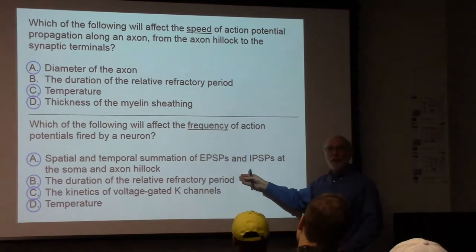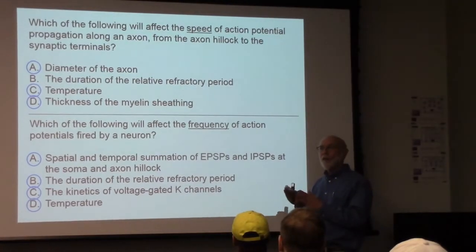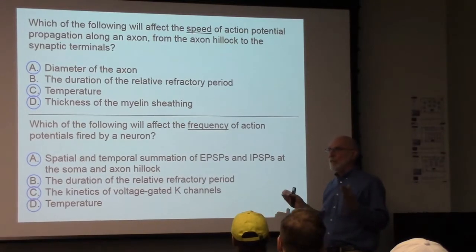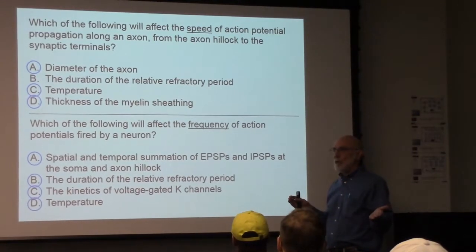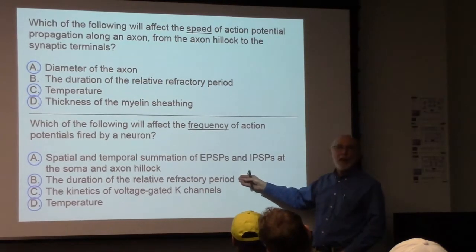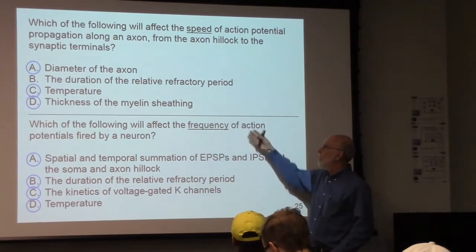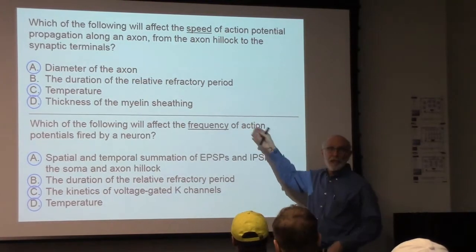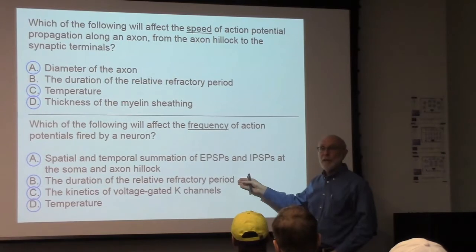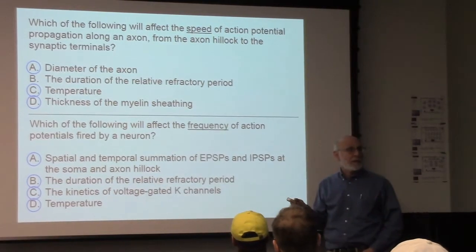The longer the relative refractory period, the longer the time must be before the next action potential can come. So that would be a lower frequency. A longer relative refractory period is associated with a lower frequency of action potentials. And a short relative refractory period would be associated with action potentials that can come very quickly after each other, a high frequency.